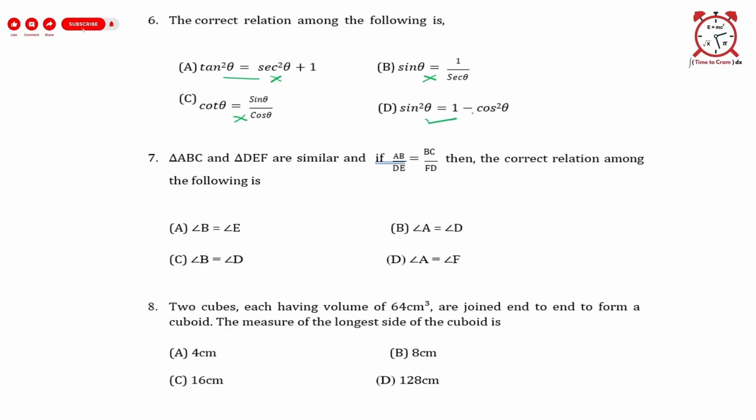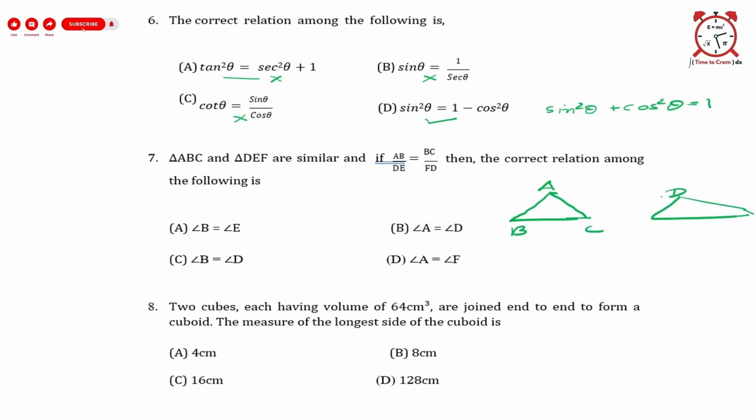identity modification of identity. Sin square theta plus cos square theta equal to 1. If we modify this identity, then we are getting the answer D. Question number 7. ABC and DEF are similar triangles. So let us draw the triangle here, ABC triangle and DEF.